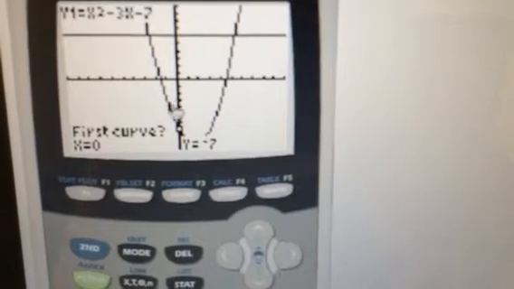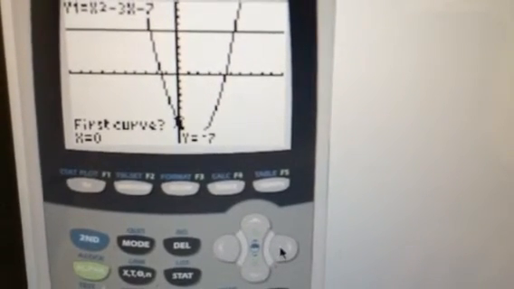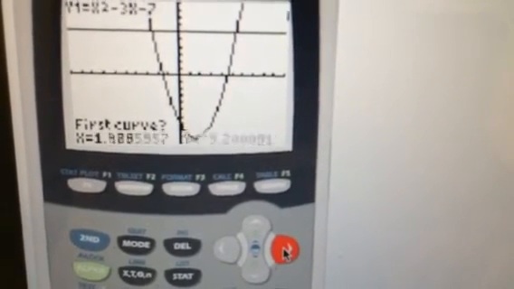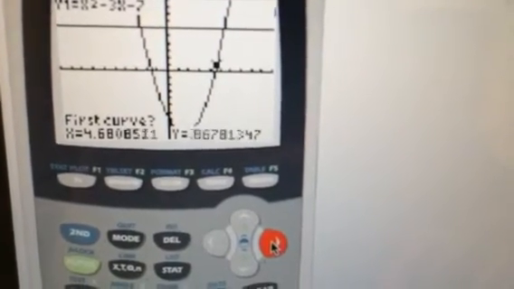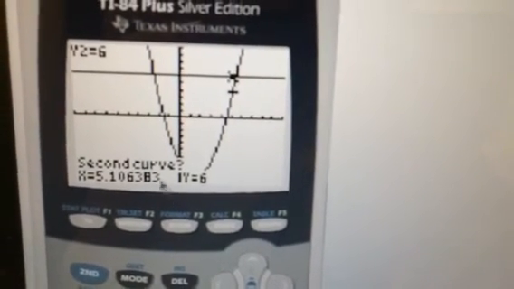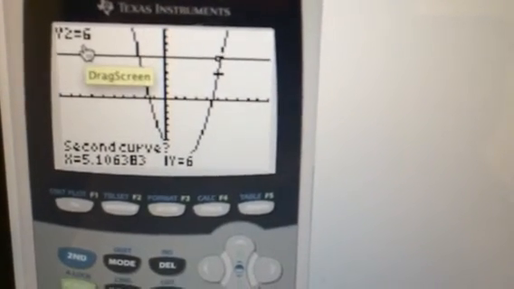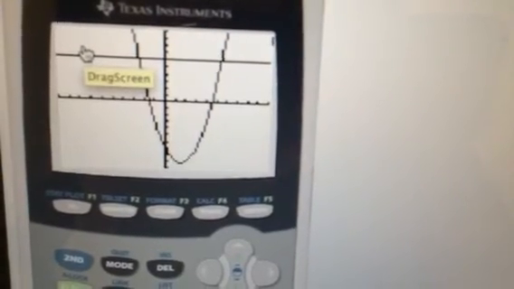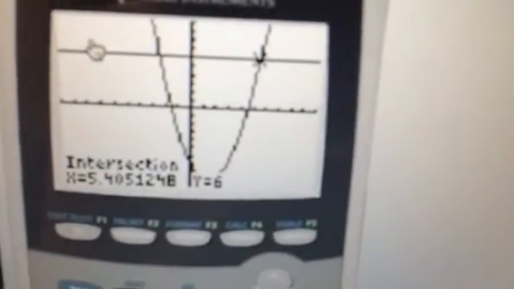So let's try this. Second, calc, intersect, which is option 5. First curve. Seems like we're awful far over here. I'm going to use my arrow keys to get a little closer to the other intersection. So then I'm going to hit enter. Second curve. Yep, I'm on the y equals 6 curve. Enter. Guess. And there's my ordered pair. When x equals 5.05, y equals 6. I hope that was helpful.